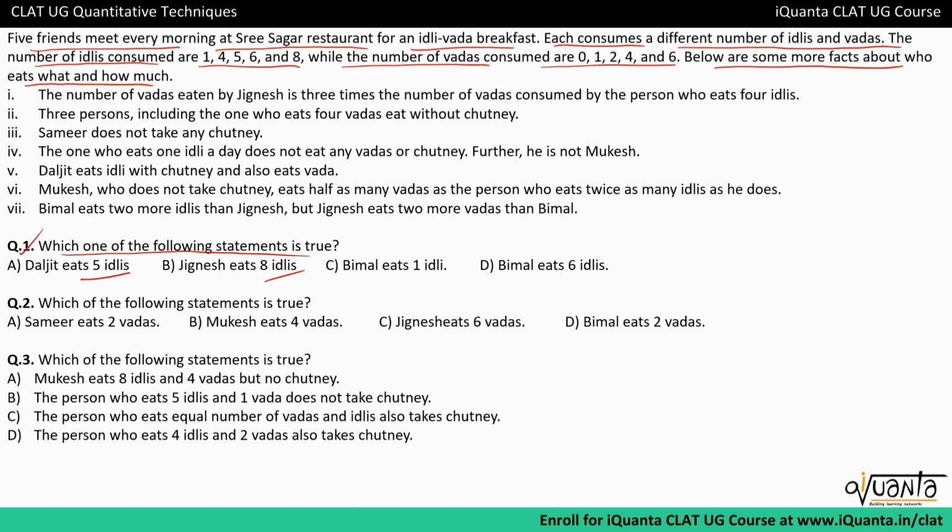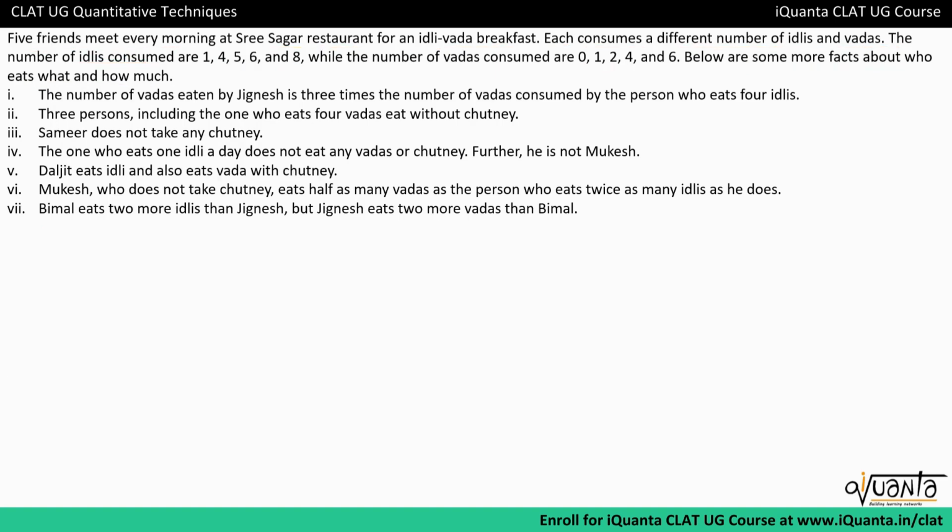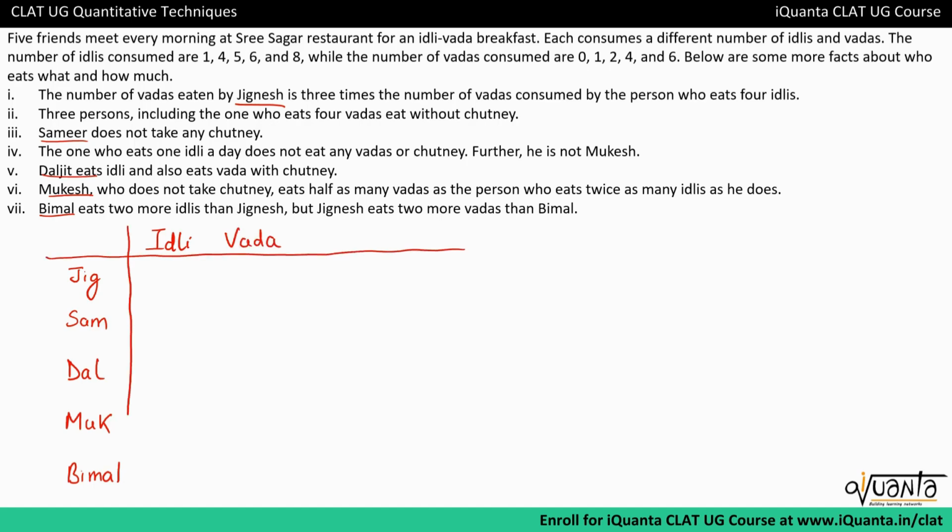We'll read all the clues and solve this. First of all, I need 5 friends. So they are Samir, Daljit, Mukesh, Bimal, and we have Jignesh. So I'll write the names of all those people: Jignesh, then I have Samir, Daljit, Mukesh and Bimal. Okay, they are eating vadas and idli. So let me write down idli over here and vada over here. So this will be the table in which we'll be filling all the data about whatever they are eating and how much.